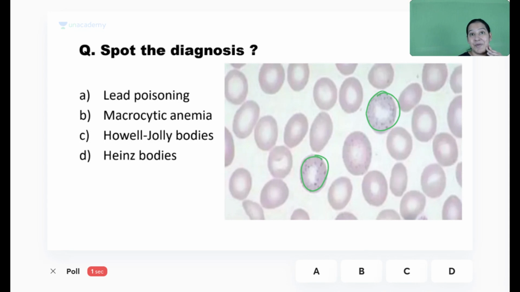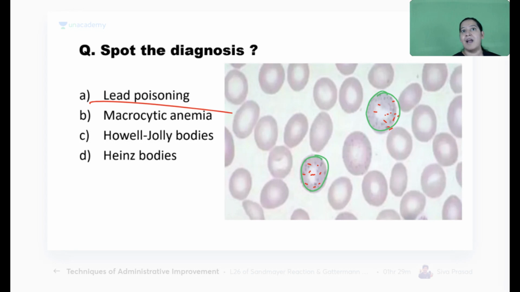It is showing basophilic stippling. Can you see the dot inside it? It is basophilic stippling, and basophilic stippling is typically seen in lead poisoning. So the correct answer here is A. So what is it? It is basophilic stippling.